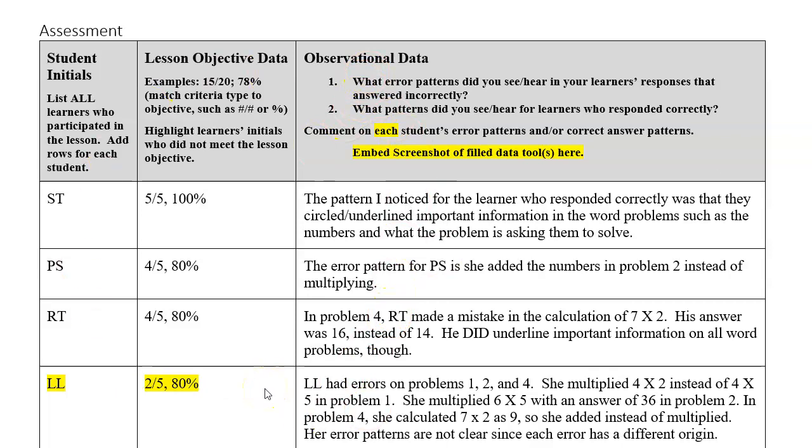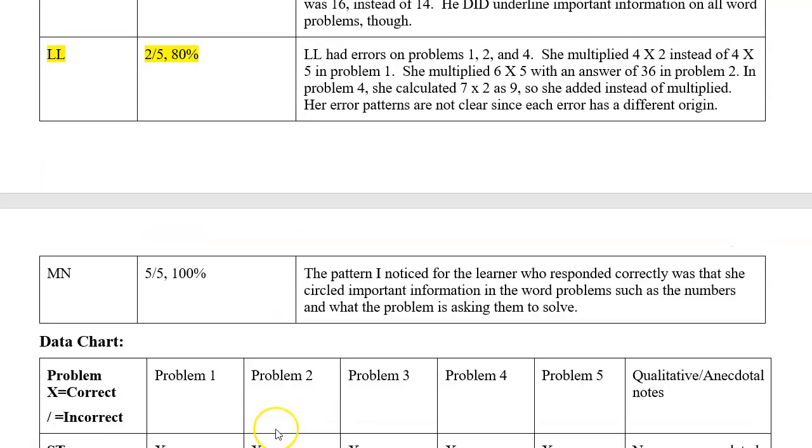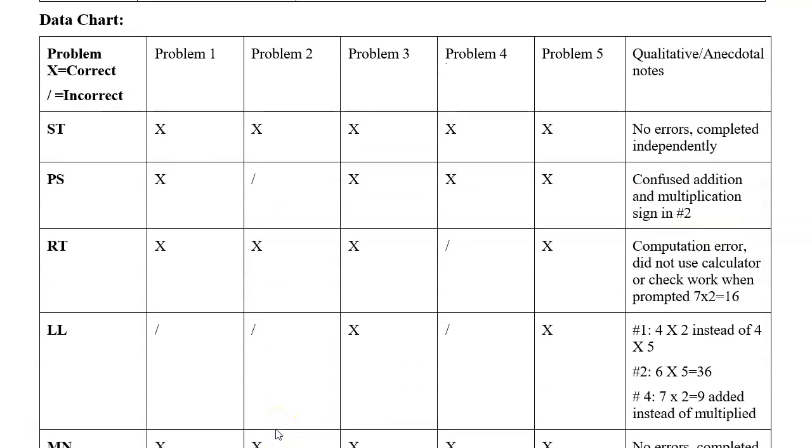This table here, as you can see, is summarizing overall with the lesson. Students got 5 out of 5 correct, what their percentage of accuracy was, and you'll notice that we have highlights for the students who did not meet the objective. So once again, you're going to want to highlight the learner's initials who did not meet that objective. This summative table could be based off the data chart that you create.